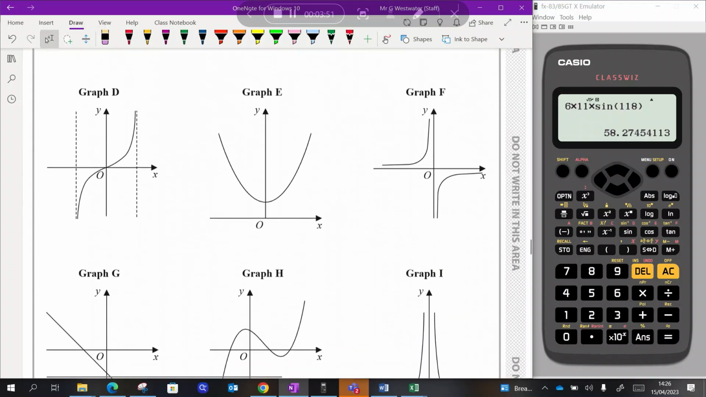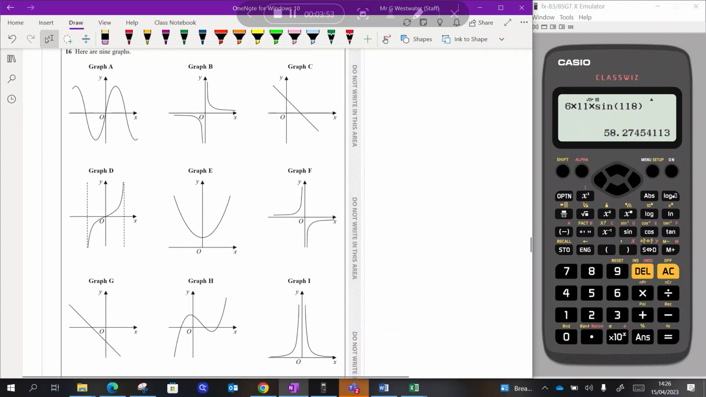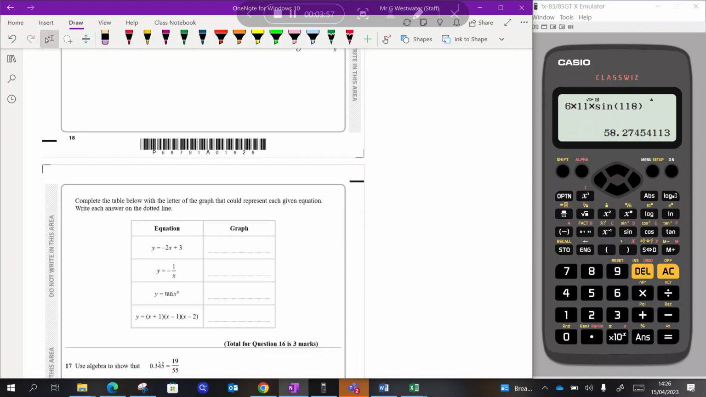On to question 16. Now we have some graphs, 9 graphs being shown here, and it says complete the table below with the letter for each, for the letter of the graph that could represent each of these given equations. So let's start with this top one.